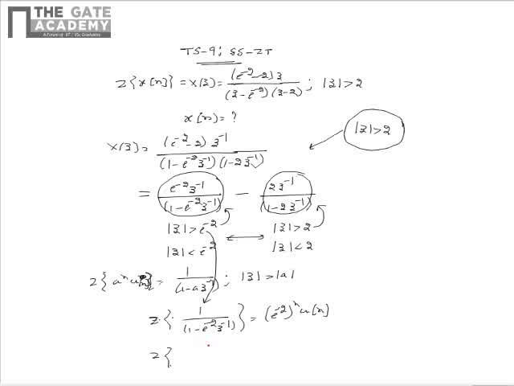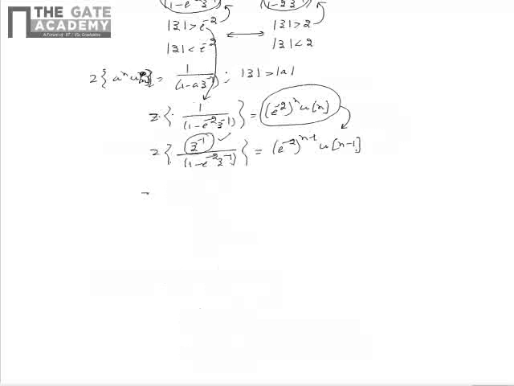From this data we can say that the inverse Z transform of z inverse divided by 1 minus e power minus 2 z inverse is equal to (e power minus 2) whole power n minus 1 u of n minus 1, because the z inverse corresponds to the delay unit and multiplying by z inverse is equal to delaying the signal by 1 unit, because of which the signal gets simplified as (e power minus 2) whole power n minus 1 u of n minus 1.